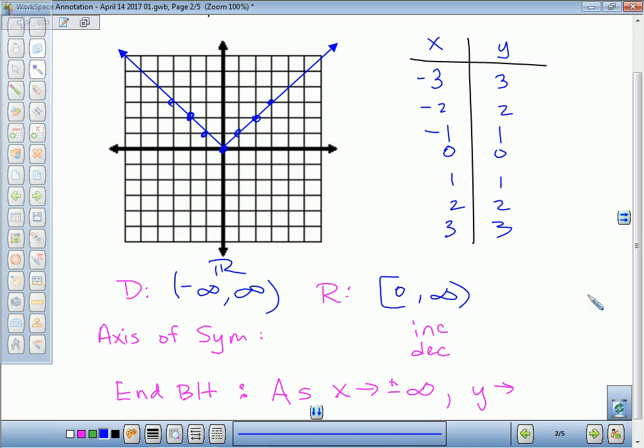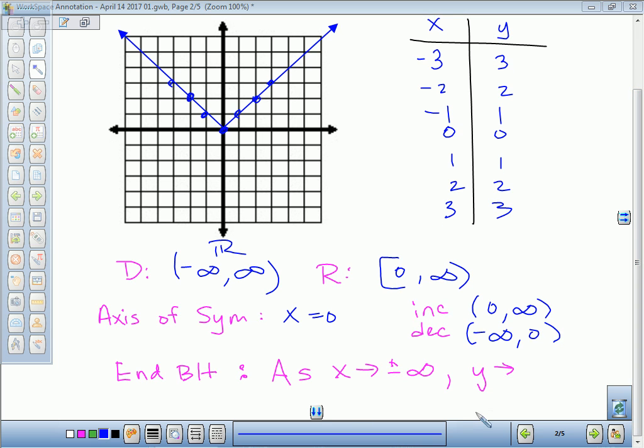No transformations have occurred with this. No shifting, no reflecting, no stretching. And so when there's absolutely no transformations, it's our parent graph. Now, absolute value, just like a quadratic, is symmetric across a vertical line. So it has an axis of symmetry, and this axis of symmetry is the vertical line x equals 0. That is the y-axis. This function increases from 0 to infinity, and it decreases from negative infinity to 0.